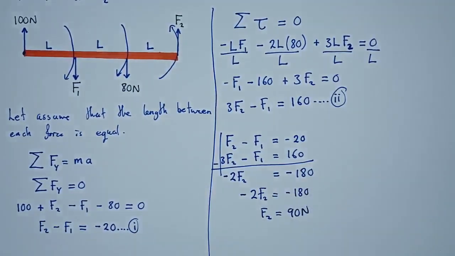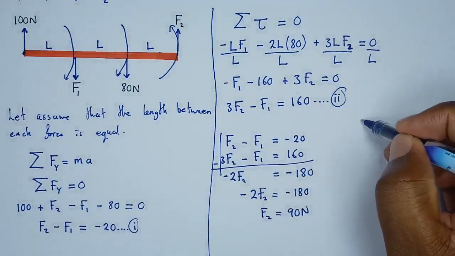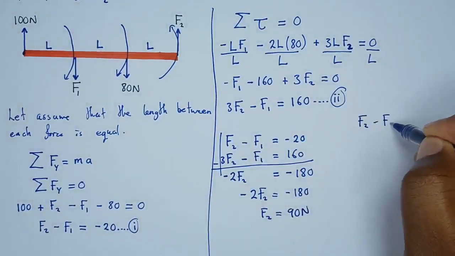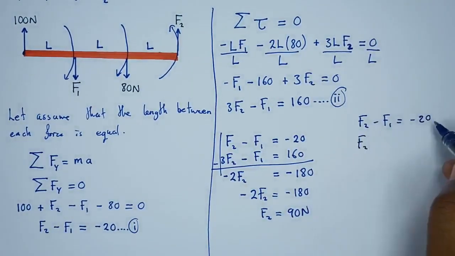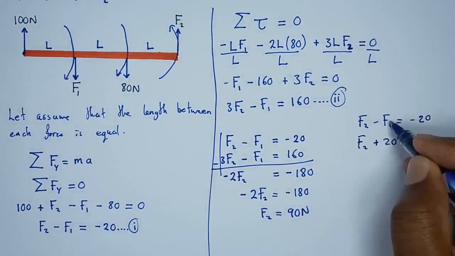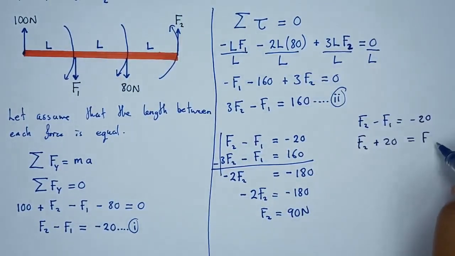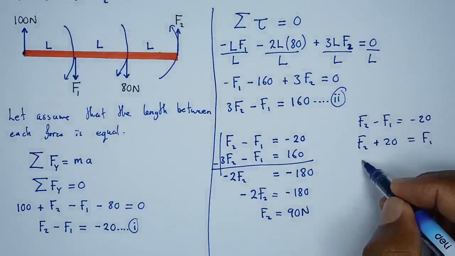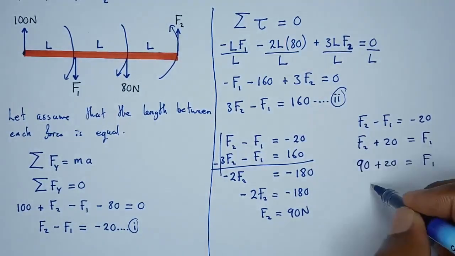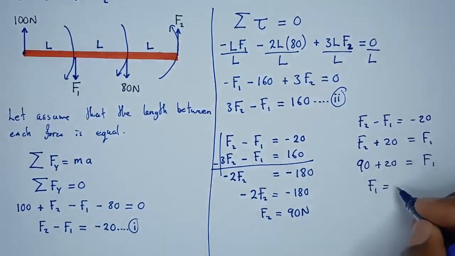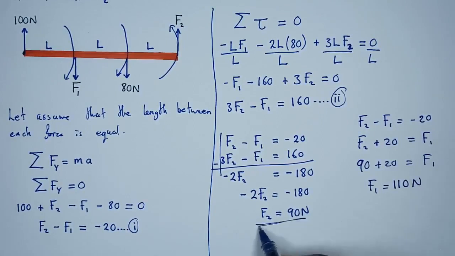So we can find f1 by using any of the two equations. Let's use equation 1. So using equation 1, we know that f2 minus f1 is equal to negative 20. So f2, the 20 can come this side, positive. The f1 goes that side, positive as well. So we'll have f2, 90 plus 20. This will give us f1. So the value of f1 is simply equal to 110 newtons. So these are the two forces. We have F1 and F2.